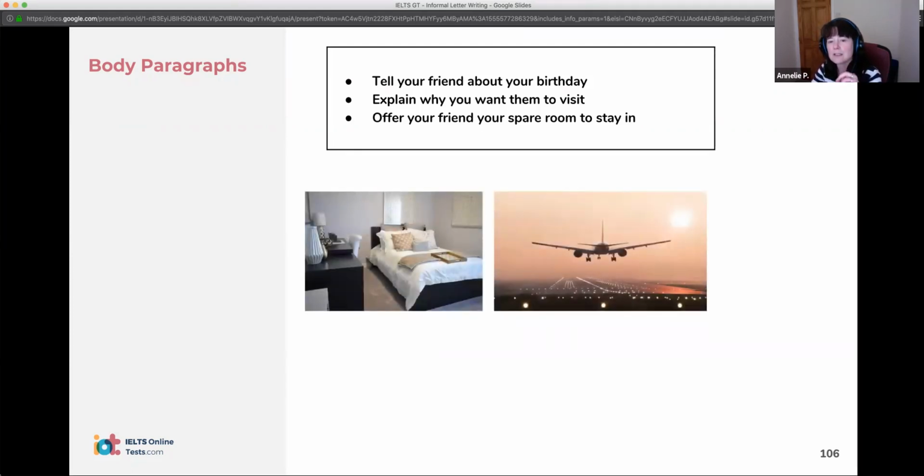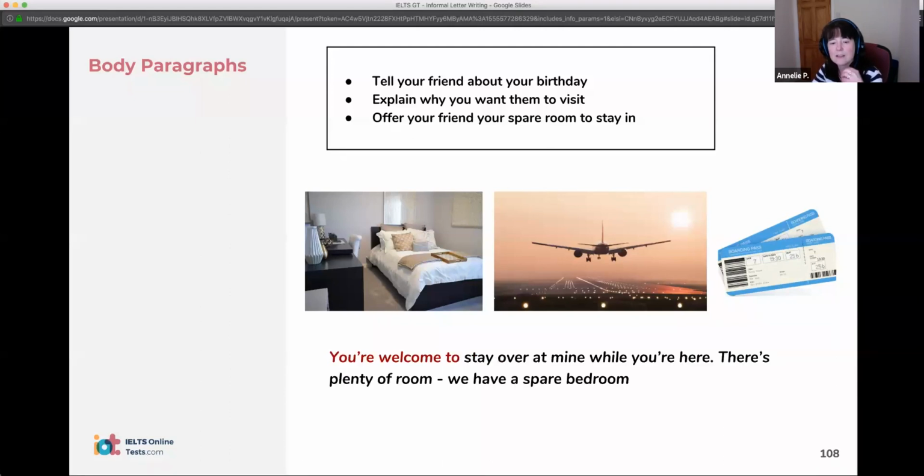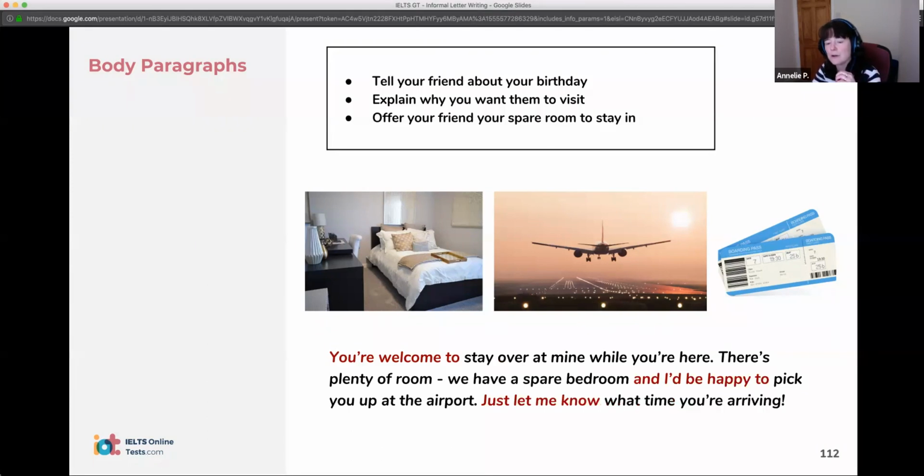So now we're on to the last bullet point. Remember, you were inviting them to stay in the spare room and meeting them at the airport. We're just going to look at this quite quickly. So, you're welcome to stay over at mine while you're here. Plenty of room. Nice expression. I'd be happy to pick you up at the airport. Again, just let me know what time you're arriving.